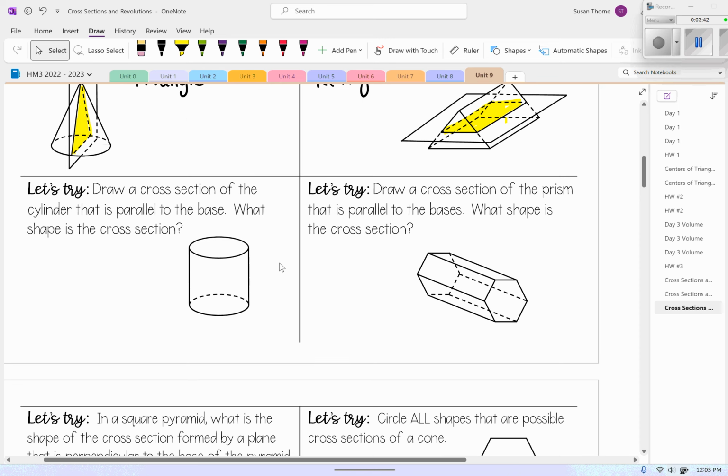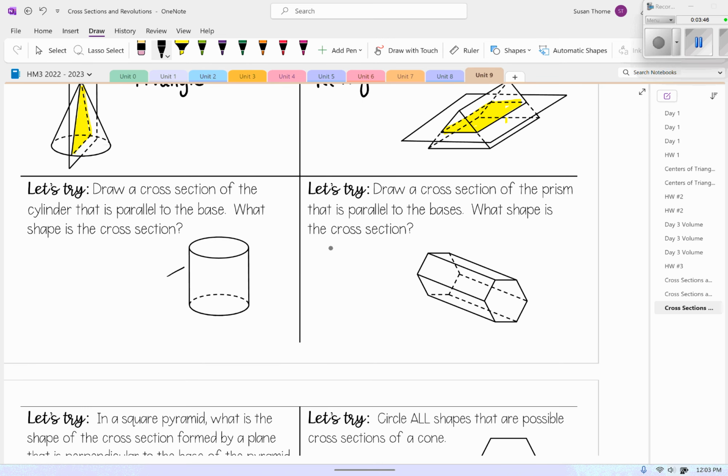Draw a cross section of the cylinder that is parallel to the base. So if we had a cross section parallel to the base, if we were cutting it this way with our plane, that would make, as you can see, this circular shape. So this would be the cross section shape right there. So it would be a circle.